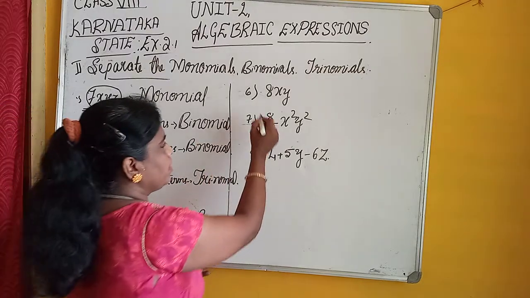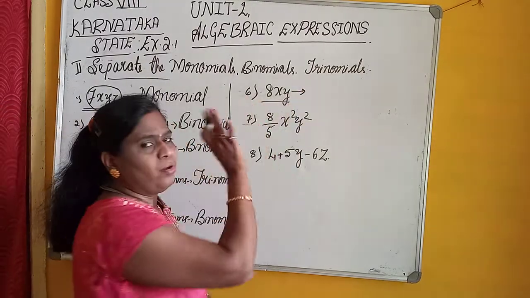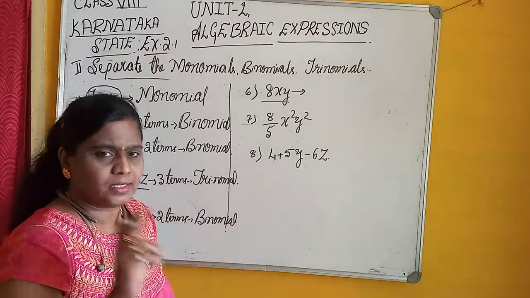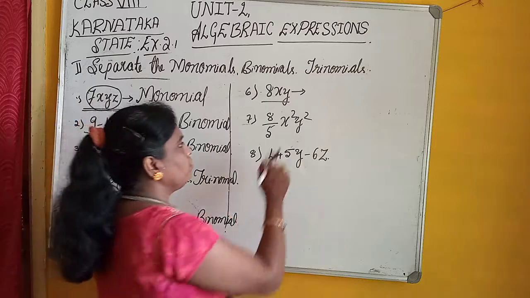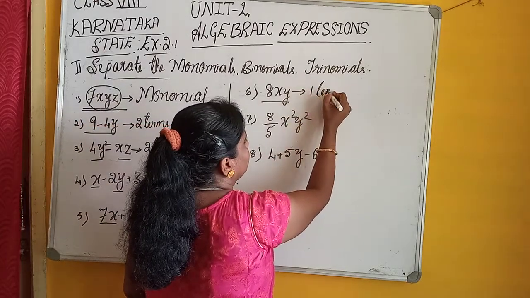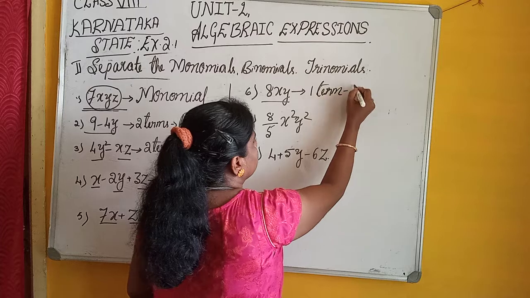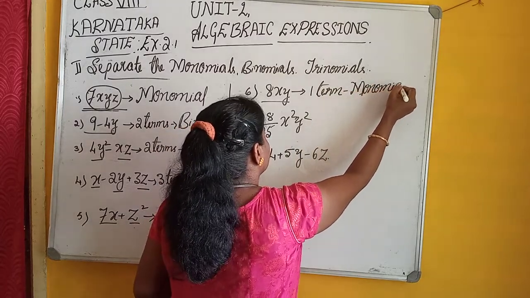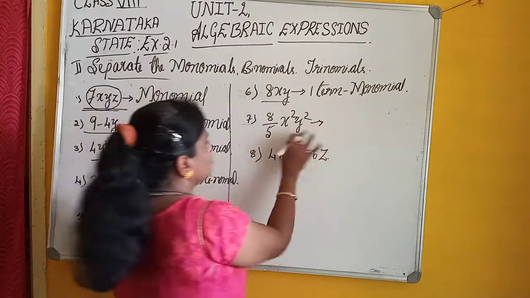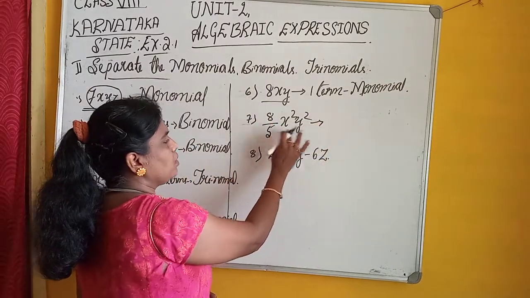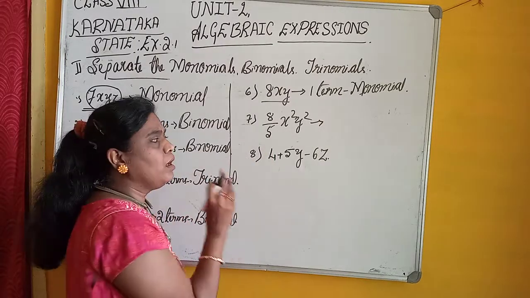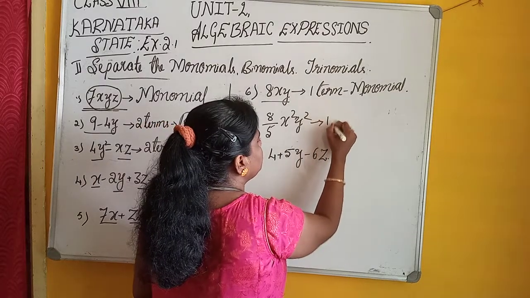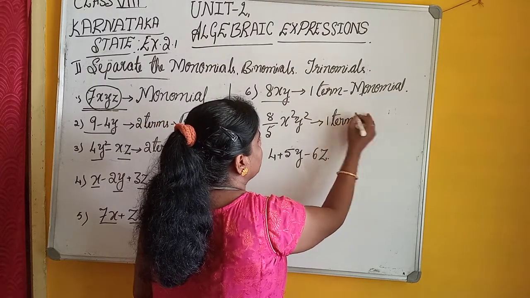And next, 8xy. There is no plus or minus symbol in between the variables. It is considered as a single term, only one term. Therefore, it is a monomial. Here also, 8 by 5 is a constant. x square, y square. Is there any symbol between that, minus or plus? No. Therefore, it is considered as a monomial. One term. It is a monomial.